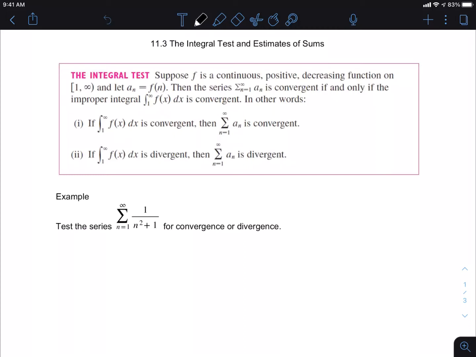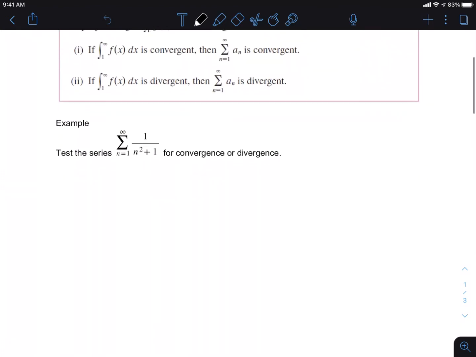Hello class, today we're going to go over 11.3, the integral test and estimates of sums. So the integral test, basically what it's telling us is if we have a sum, we can take the integral, and if the integral comes out to a specific number, then the sum of our series is also going to be convergent. If the integral is divergent, then the sum of the series is going to be divergent. So that's the integral test.